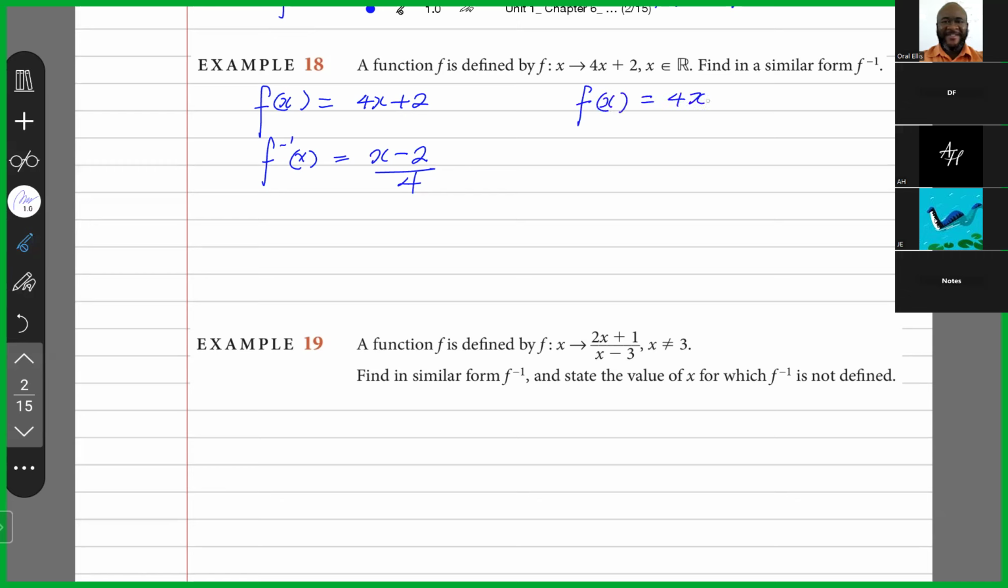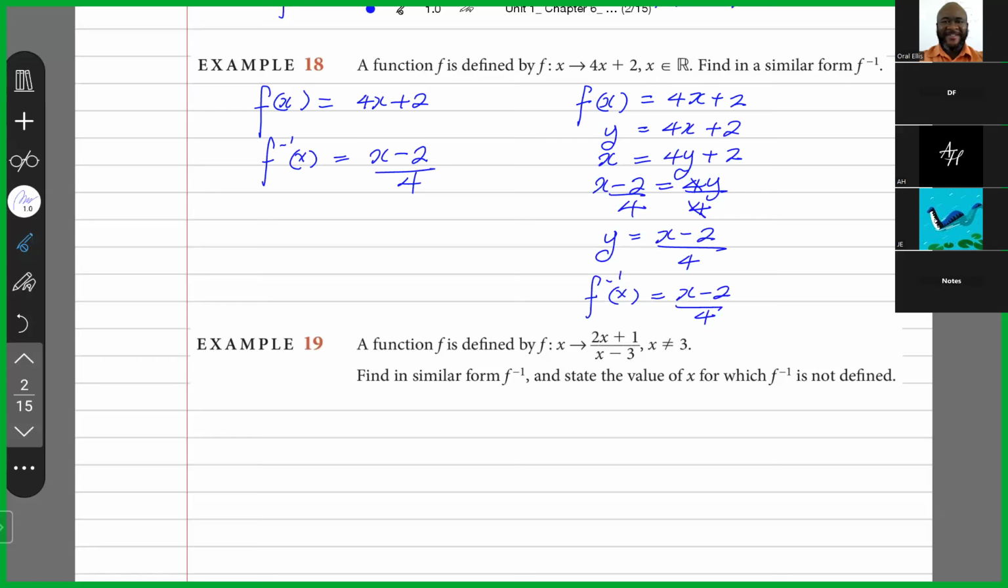And the fourth and final step is to say f inverse of x is equal to x minus 2 over 4. But as I said earlier, at this stage, you should be able to look at a linear function and say, without going through all this calculation, what the inverse is. If you can't do it, then just go through the calculations.